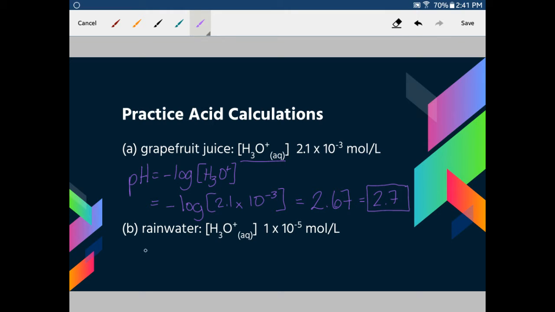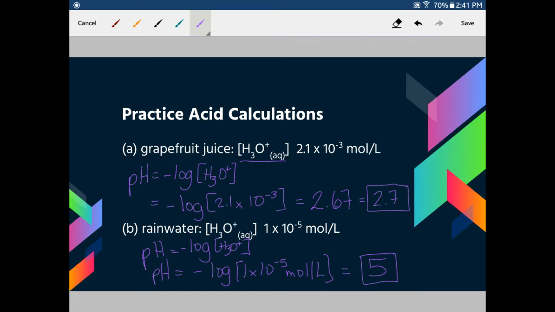Okay, rainwater, we have pH equals negative log of our H3O. All right, and our pH equals the negative log of 1 times 10 to the negative 5 moles per liter, which should give us a pH of 5.